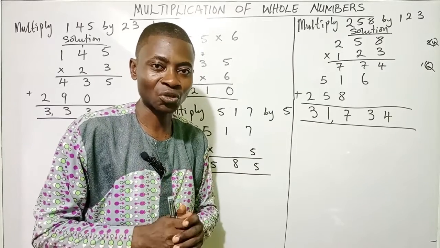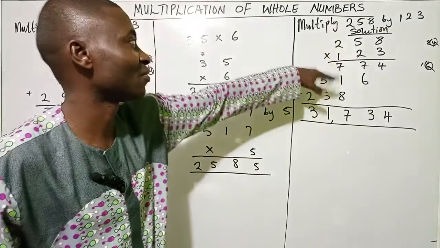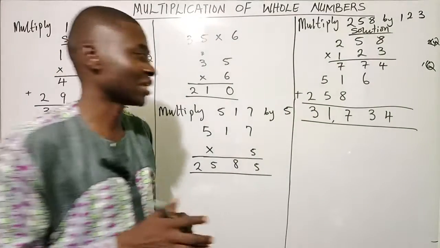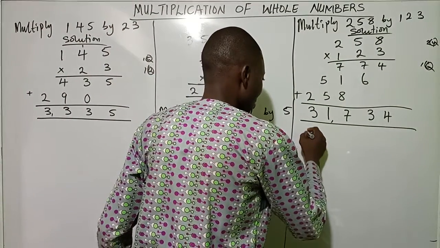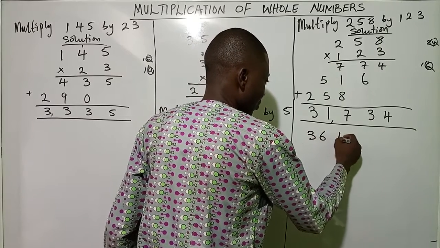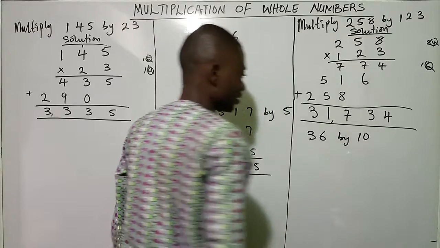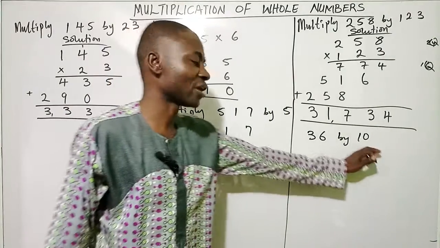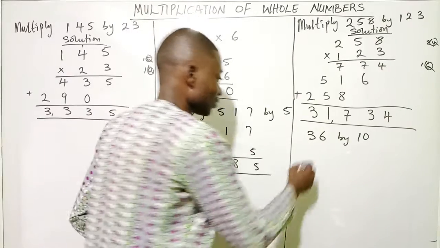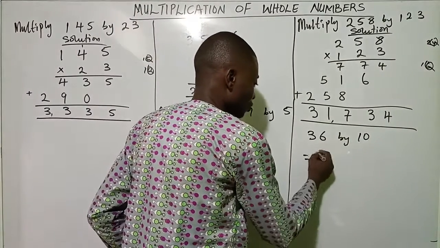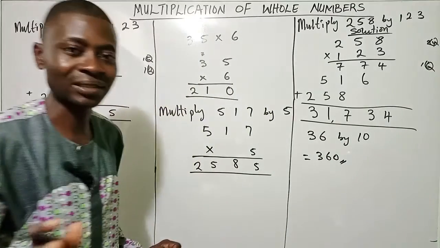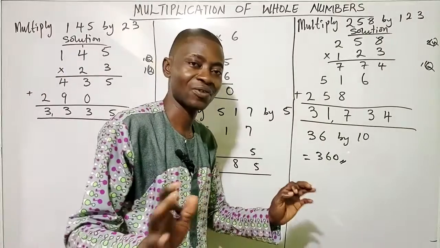Now, let me quickly show us something that you need to do, so you don't need to stress yourself going through this long route of multiplying each of the digits. For instance, you have to multiply 36 by 10. 36 times 1 is 36. You add 0 to it, and that is your answer. You don't need to stress yourself at all.